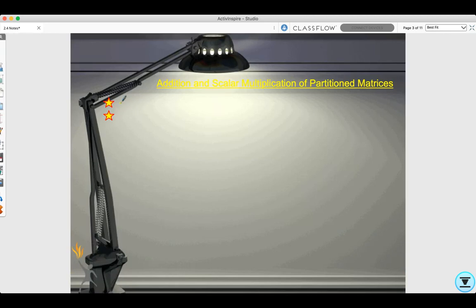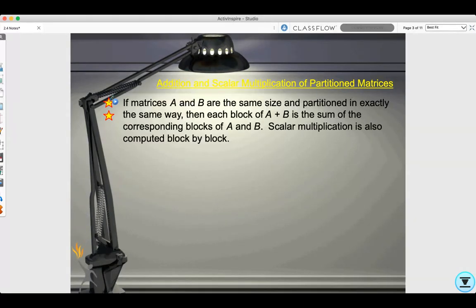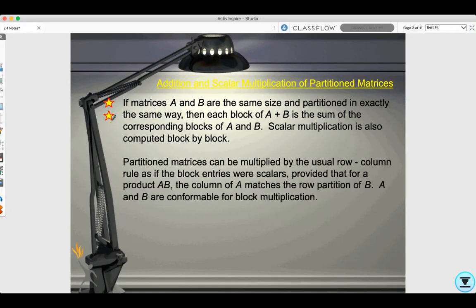Addition and scalar multiplication of partition matrices. If matrices A and B are the same size and partitioned in exactly the same way, then each block of A plus B is the sum of the corresponding blocks of A and B. Scalar multiplication is also computed block by block. Partition matrices can be multiplied by the usual row-column rule, as if the block entries were scalars, provided that for a product AB, the column partition of A matches the row partition of B. A and B are then conformable for block multiplication.